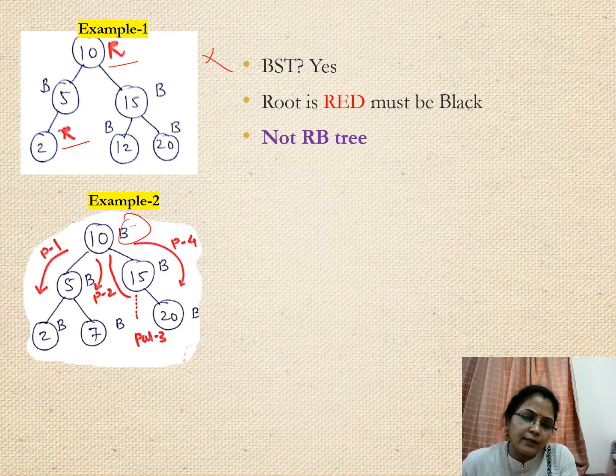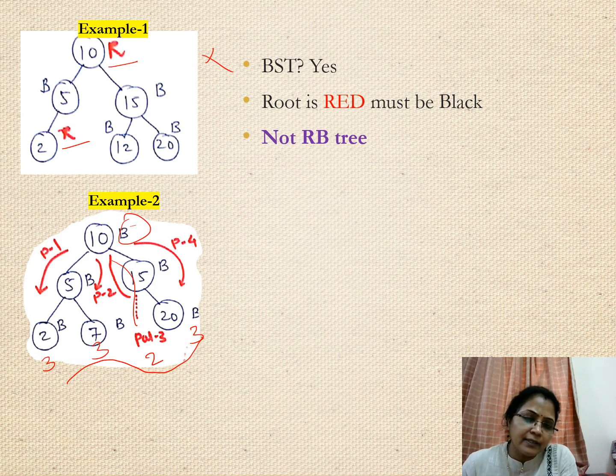So in path 1, noted in a red color, the number of black nodes is 3. Now in the path 10, 5, 7, we do have 3, but in the path 10, 15, we have only 2 nodes, and in the last path P4 there are 3 nodes. So they are not matching, and they should be the same.